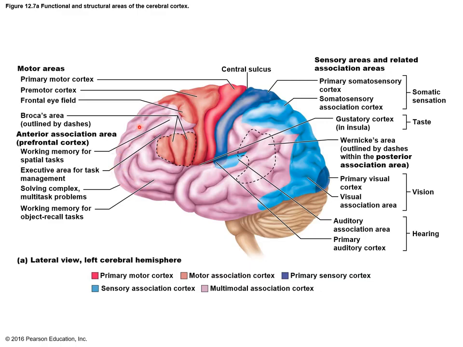Now you can see where they have been able to determine more extensively, okay, this area right here is working memory for spatial task. Solving complex multitask problems is going to be right here. Working memory for object recall task is right here. So from that standpoint, everything for working memory is not in one area. It's spread out to different locations. This right here is Broca's area. We'll talk about that in a little bit. And then here's the Wernicke area.